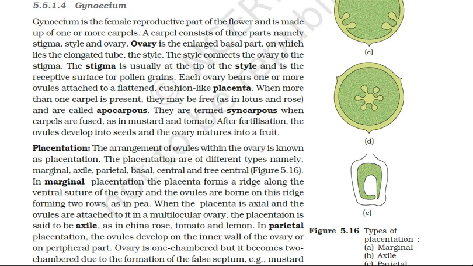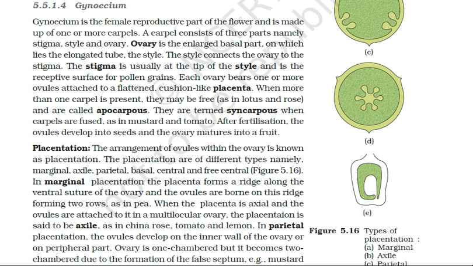Viewers, today we'll begin with the gynoecium, which is the female reproductive part of the flower. Gynoecium consists of one or more carpels. Carpels are also termed as pistil. Each carpel consists of three parts. They are stigma, style, and ovary.